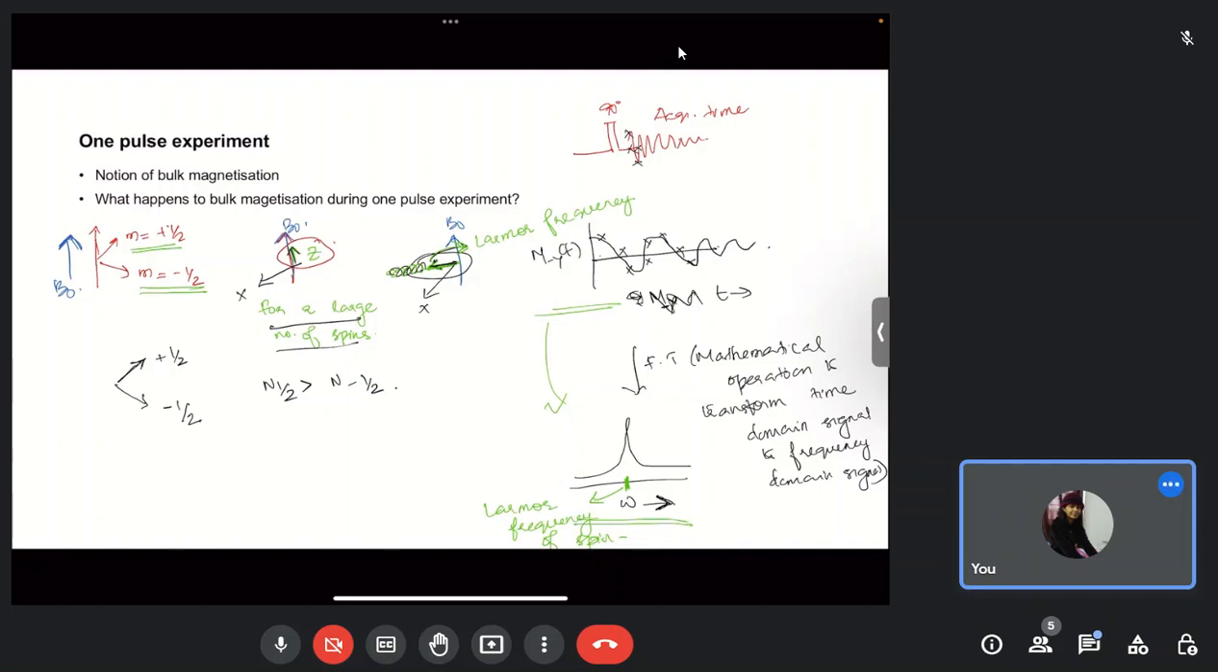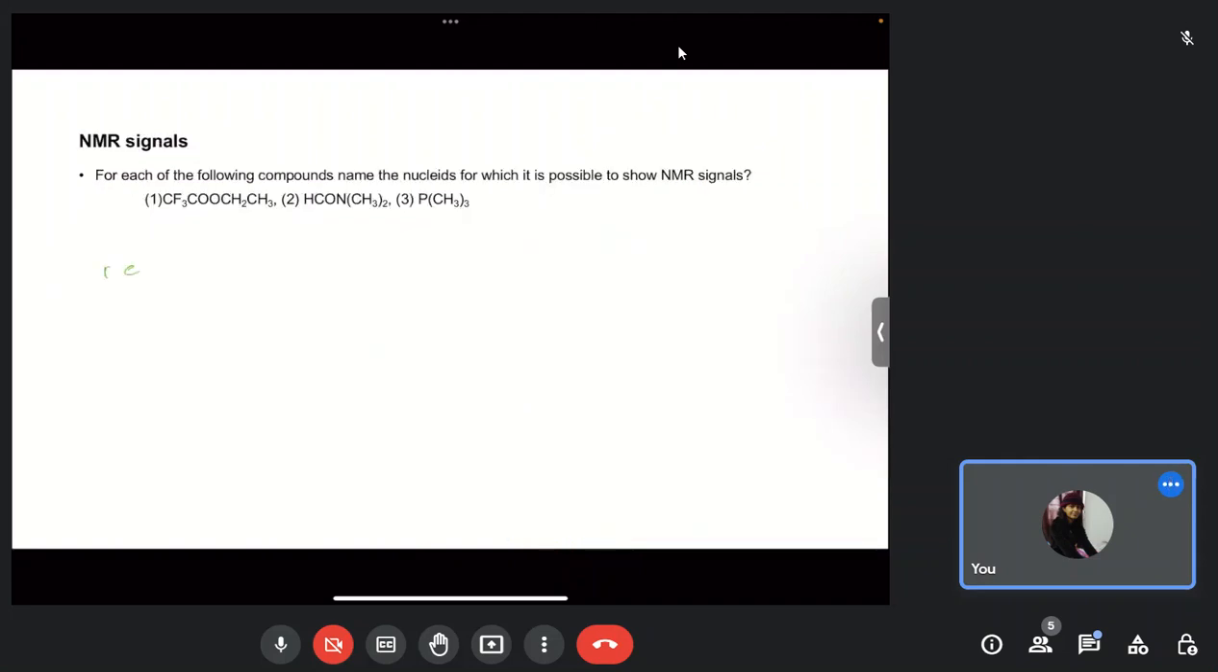So yeah, this is a question where we have been shown a couple of molecular compounds, and we have been asked to find which nuclides will in general show an NMR signal. The first molecule is CF3 CO CH2 CH3, and we have to find which nuclides will show the NMR signal.